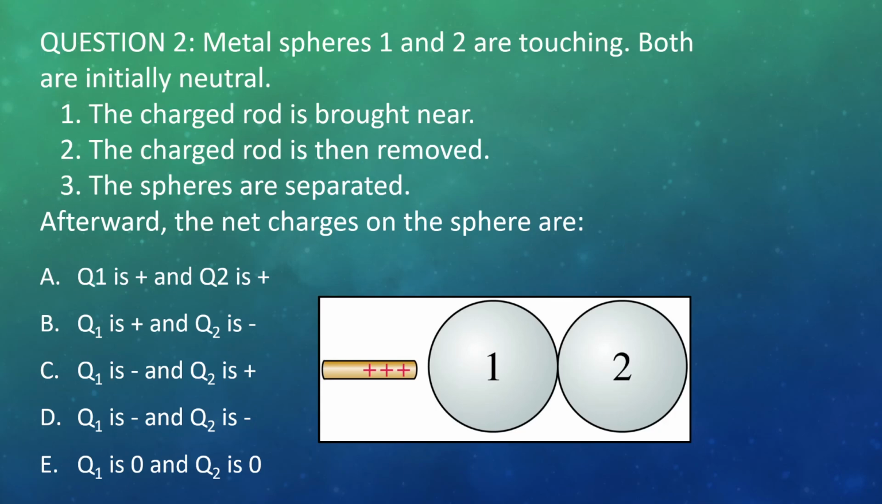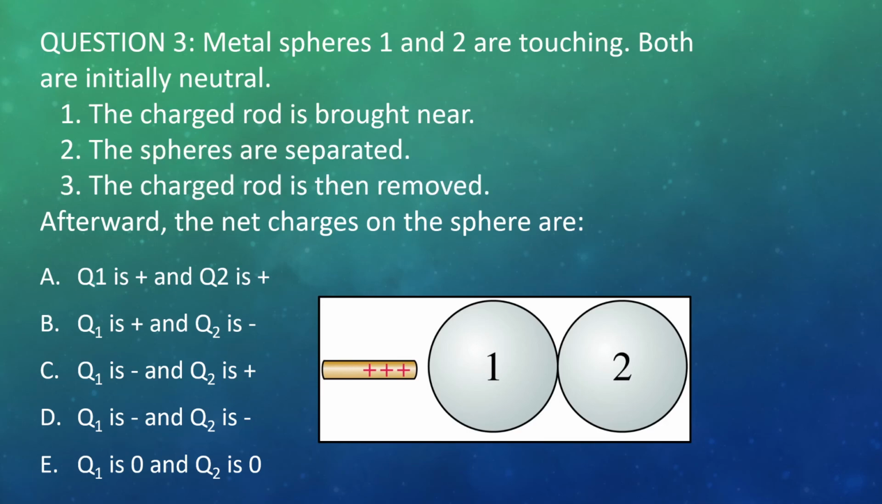Now, question 3. It looks similar, but I did change it. Same setup, we're just changing up the steps. This time, bring the charged rod nearby again, then separate the spheres, and then remove that charged rod influence. What would happen in this case?